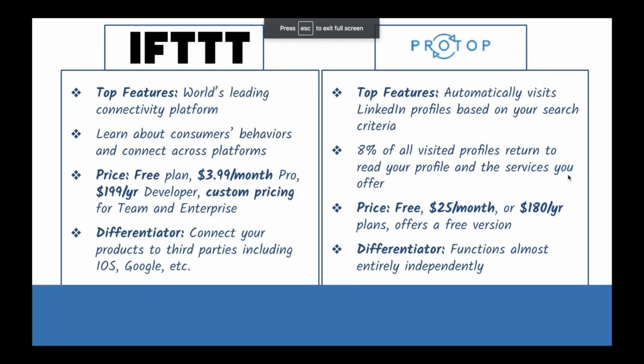We've got IFTTT and ProTop. So IFTTT is the world's leading connectivity platform. It allows you to learn about consumers' behaviors and connect across platforms. They offer a free plan, a $399 month pro, 199 year developer, and custom pricing for team and enterprise. And with their differentiators, they're going to allow you to connect some of those other third party.